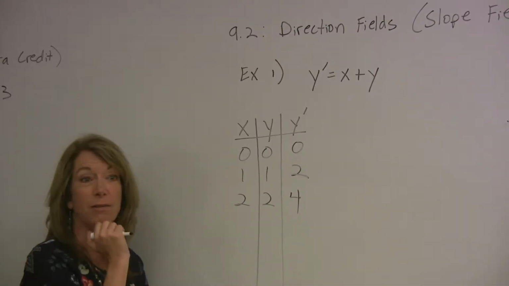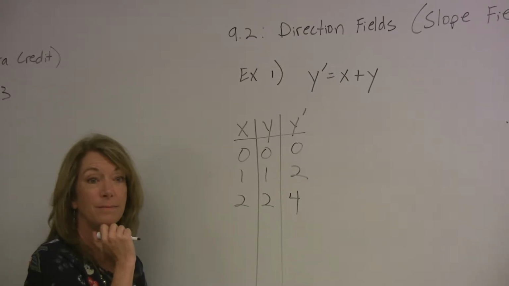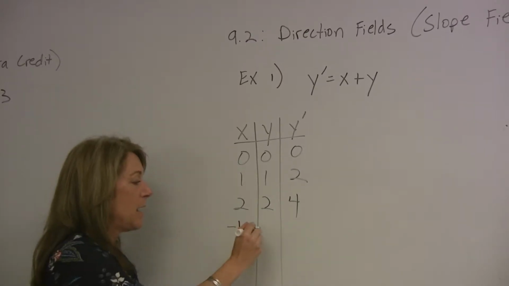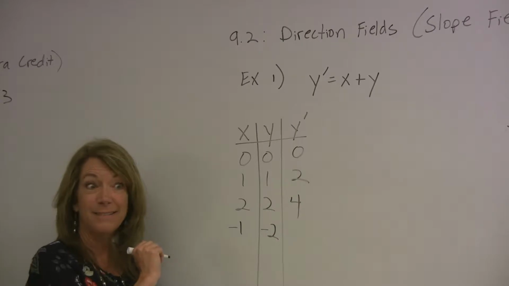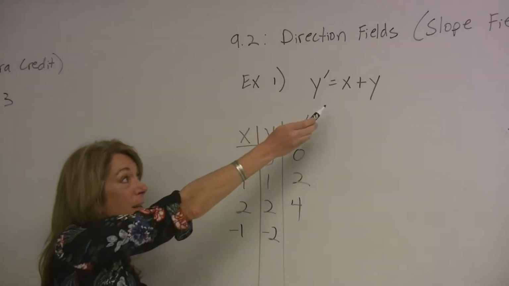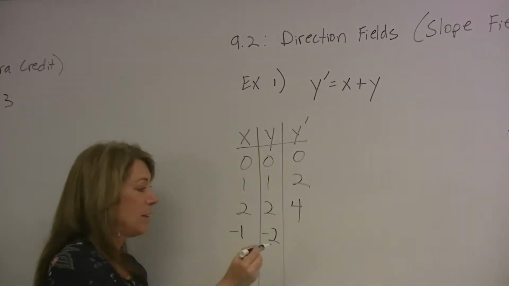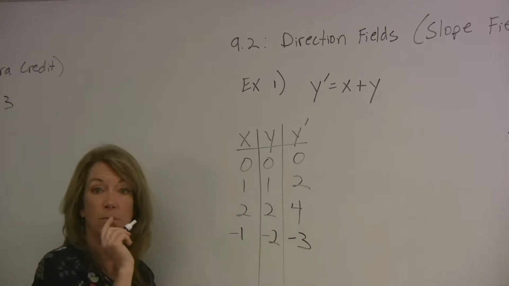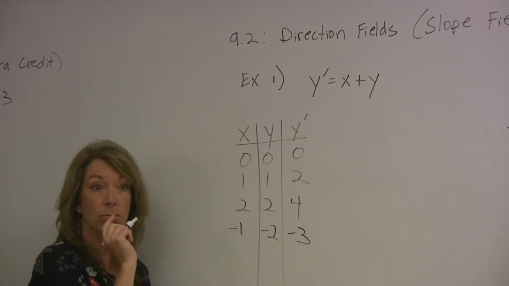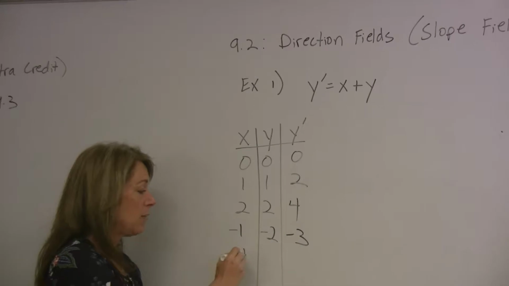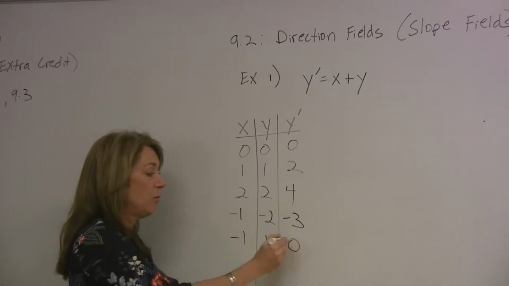Let's get a little more creative with our points. (-1, -2). That was real creative. I like it. And based on this, we're just adding the x and y to get our slope, so the slope will be negative 3. Negative 1, positive 1. Slope will be 0.